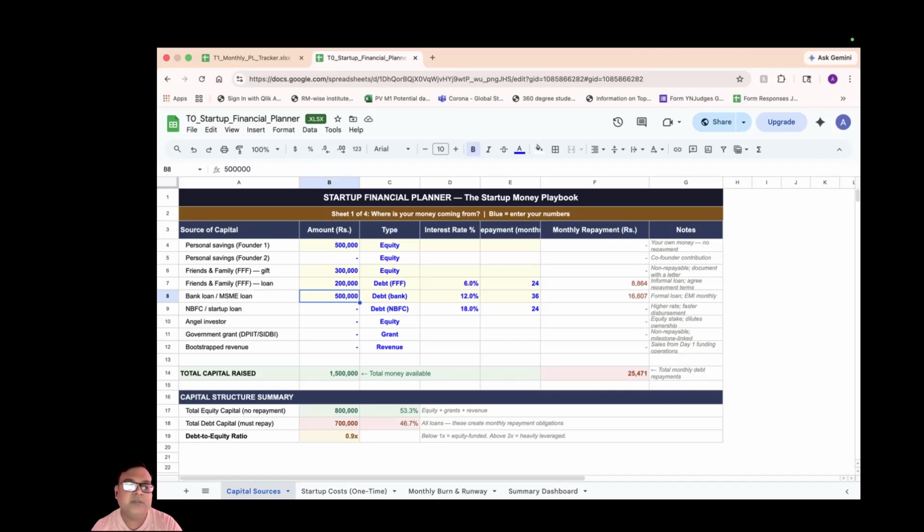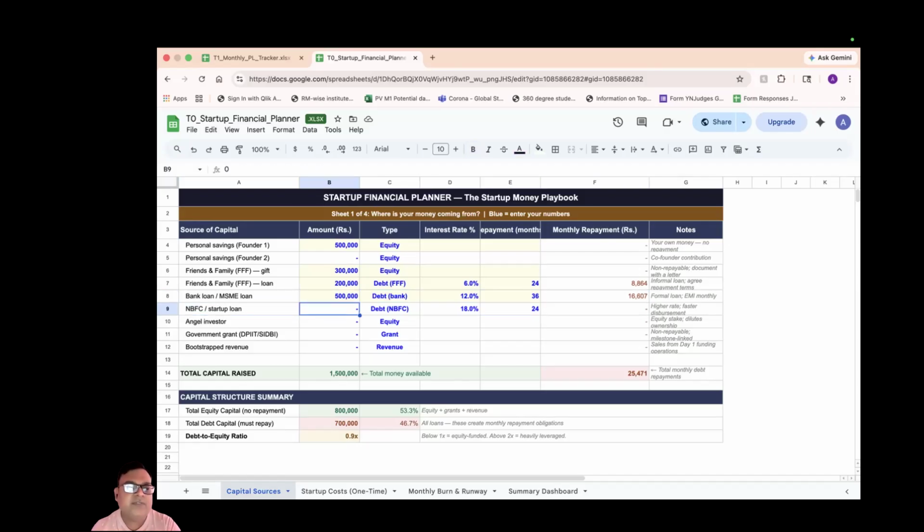Right. MSME loan, medium and small scale enterprise loan, 5 lakh rupees. This is from a bank, 12%, 36 months, 3 years, and the same formula. D8 by D12, E8, comma, minus B8. Very simple. So 16,607. Please remember, this is the EMI. This contains your principal and interest.